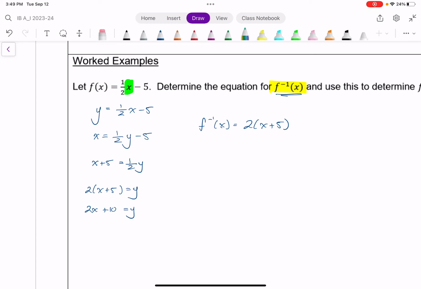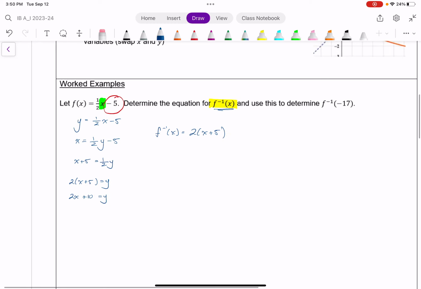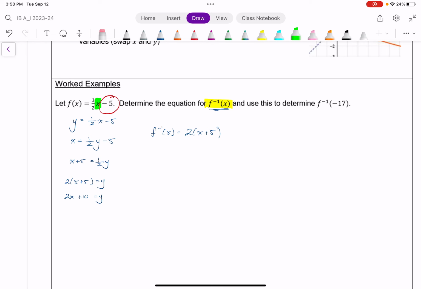So if we look back at function f, the first thing we did was multiply by 1/2. Well, in here, the last thing we do is multiply by 2, which is the inverse of that. And over here, the last thing we did was subtract 5. Here, the first thing we do is add 5. Either way, I now want to use this inverse equation to find the inverse of f at -17. Should be quite quick. The input of my inverse is -17, so I replace that x with -17.